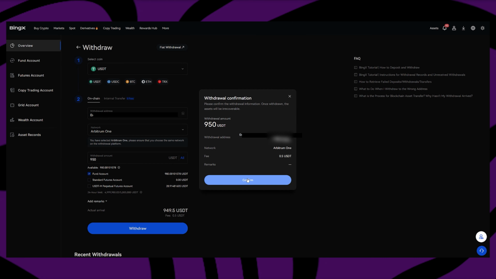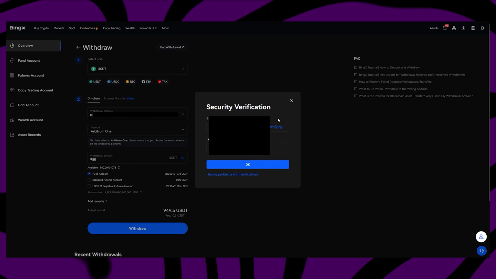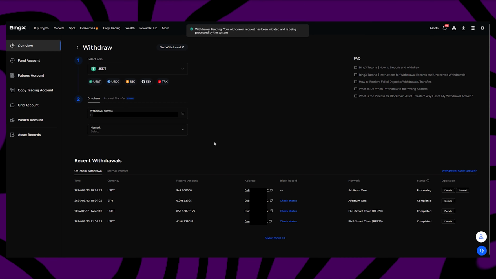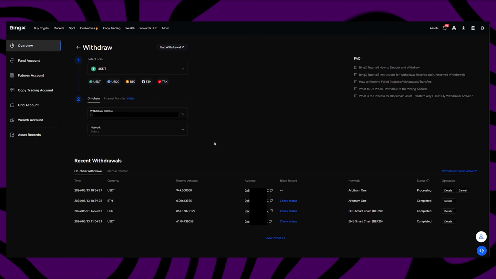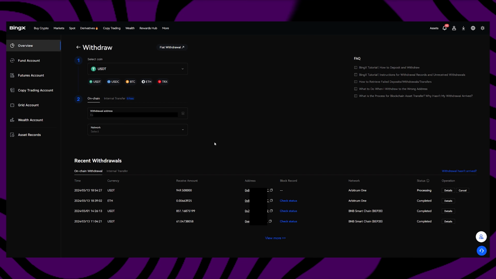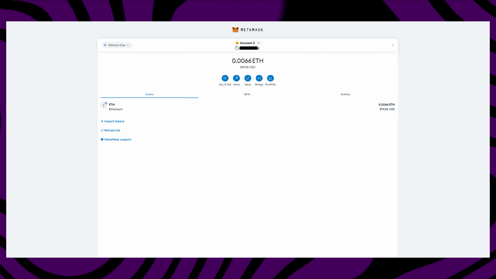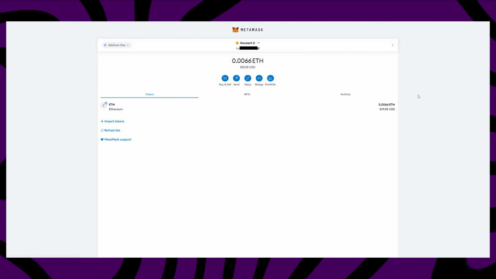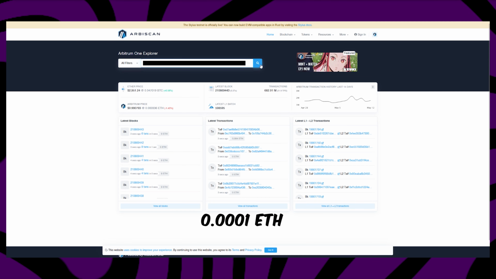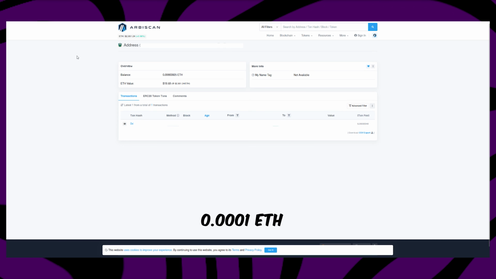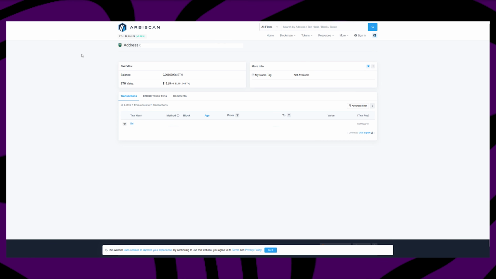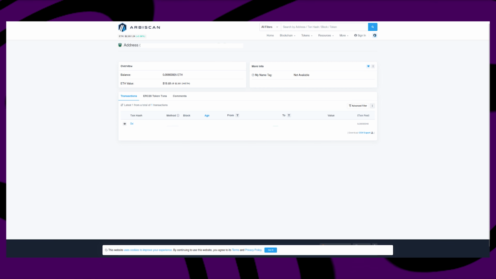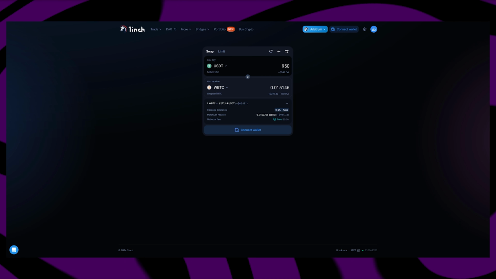To interact with this Layer 2 solution, we need some ETH to cover gas fees. It's the same ETH from Ethereum, but much cheaper to transfer on Arbitrum. I've already funded my wallet with $20 worth of ETH, which only cost me a withdrawal fee of 0.0001 ETH on BingX, equivalent to about 29 cents at the current rate. Next, we'll transfer our USDT to the Arbitrum wallet.